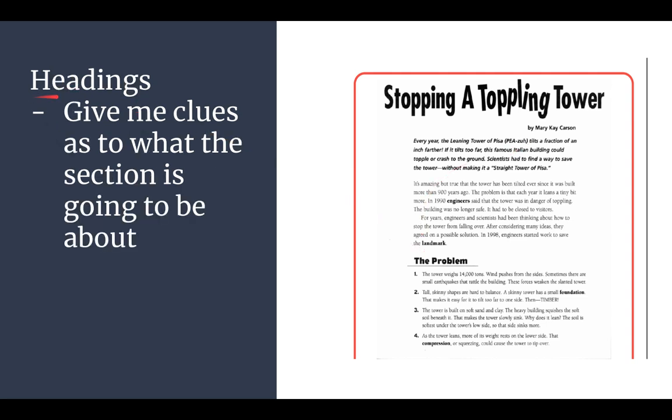Headings, another super important part. They give me clues as to what the section is going to be about. So I know my introduction area is right here. And then I know my first heading is going to be the problem. This is probably going to tell me something about the problem with the Leaning Tower of Pisa, because it's set up here, tilts a fraction of an inch further. We know that it could topple or crash. So these are all going to be parts of my problems, all right? And on the next page of your article, you had the solution. So that was the way that scientists are going to save the tower without making it a straight tower. So these headings give me clues to what my sections are.